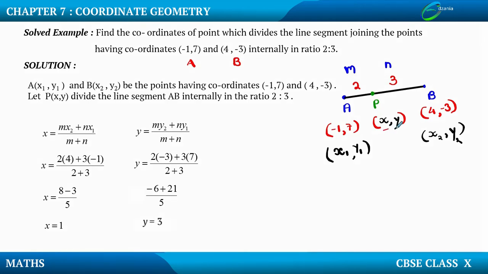So ultimately we got the coordinates of this point P, (x, y), that is (1, 3), because x is 1 and y is 3. So the coordinates of this point P are (1, 3).